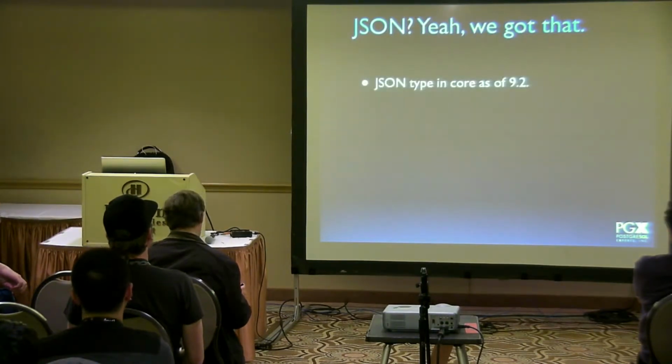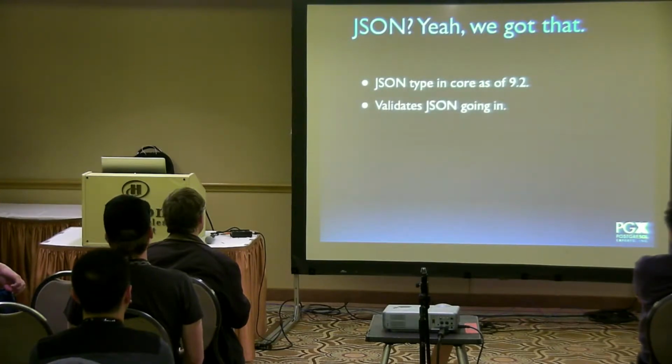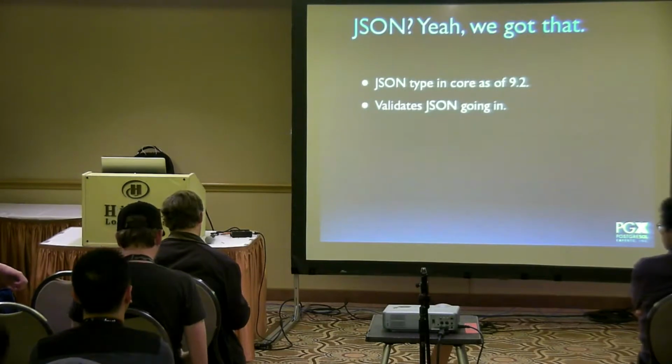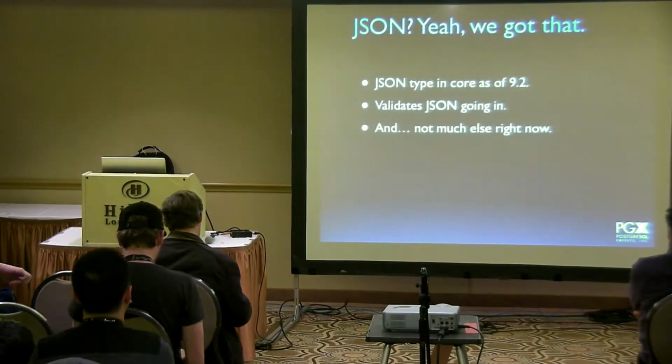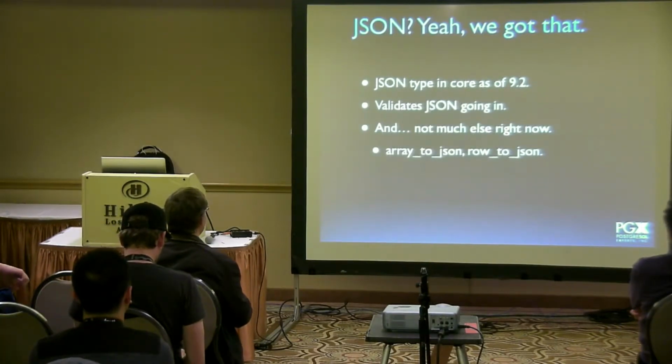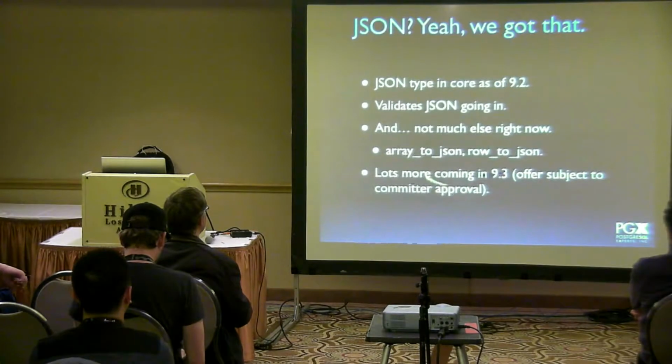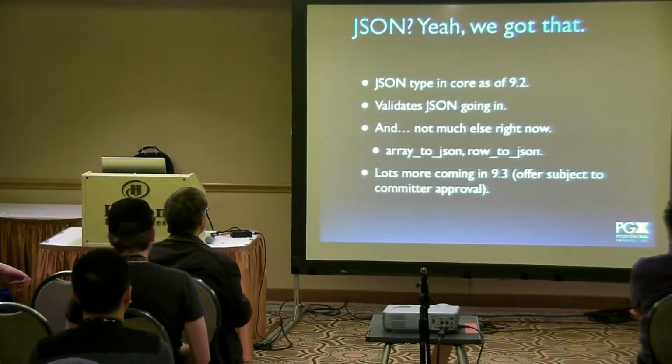And the good news is, JSON's in core as of 9.2, the JSON type. It validates the JSON going in, so you just declare a field as being JSON, and you drop it in, and it'll tell you if it's correct JSON or not. And that's pretty much all we got right now. We do have an array to JSON and row to JSON functions. Lots more coming in 9.3, hopefully. Not yet committed, but.